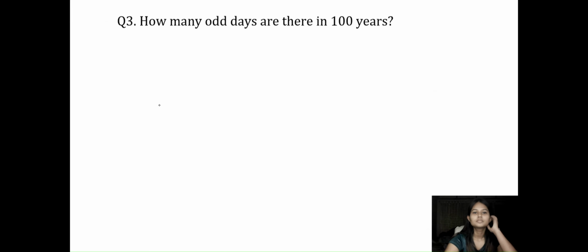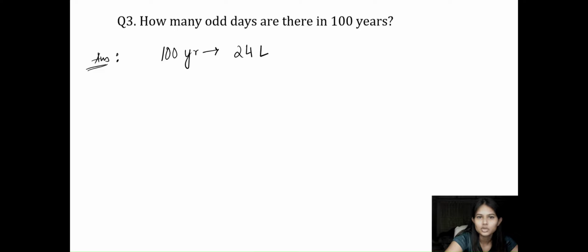All right. How many odd days are there in 100 years? It's pretty obvious, right? We just calculated it. I can calculate it again. How am I calculating it? 100 years gives me 24 leap years and 76 ordinary years.